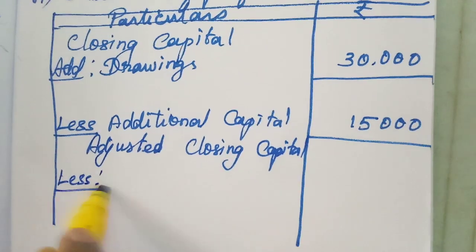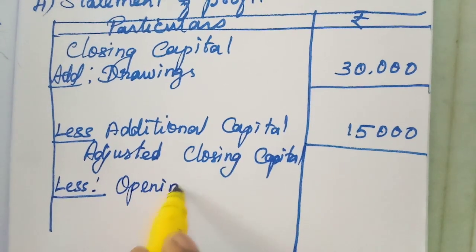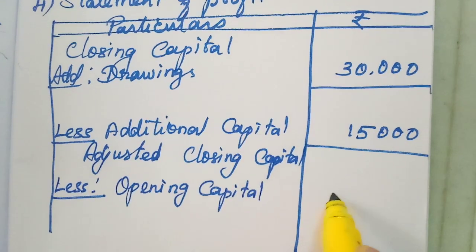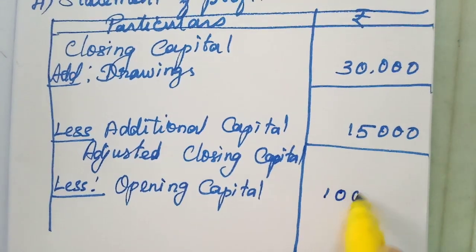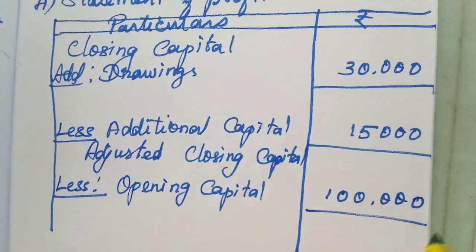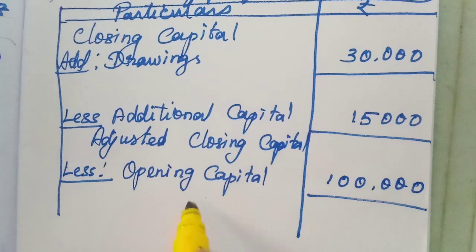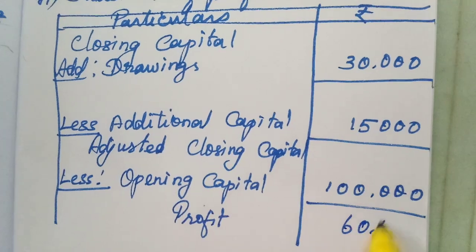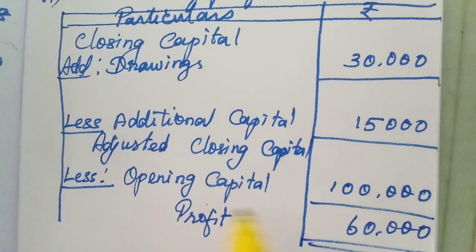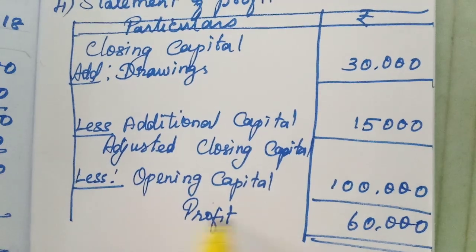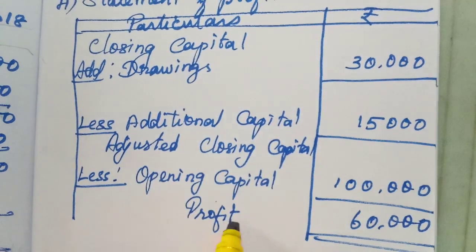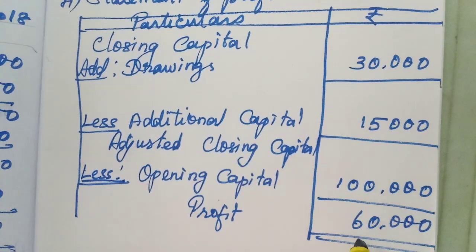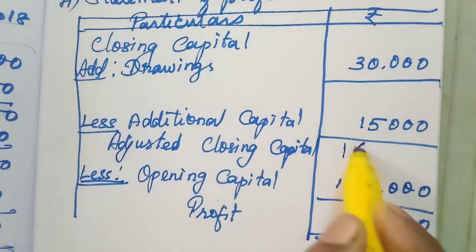Less opening capital. Opening capital we know. What is the amount? Opening capital 1 lakh. You write 1 lakh. Then what is the profit? Profit for the year 60,000. You write 60,000. Now we have to calculate all the other amounts. As I have told you, here profit, here less is given, so you have to add this opening capital and profit. You write 1,60,000.